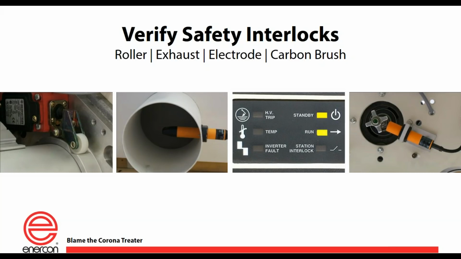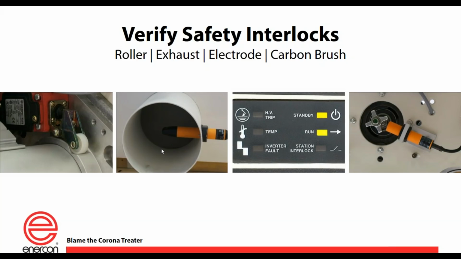And is it at its minimum speed? It's possible that your treater is not kicked on at the minimum speed you've set for the line. You'll also have an exhaust interlock, which will tell you if your airflow is moving, and we will get into a little more detail on that. Exhaust is an extremely important part of the treater, and if air is not moving through the electrodes, you're going to get an interlock fault and won't be able to operate the treater.